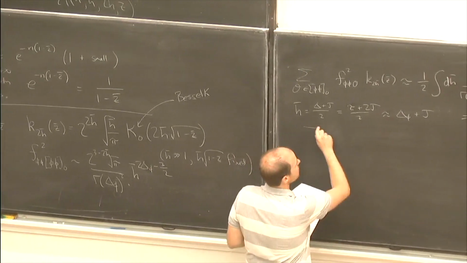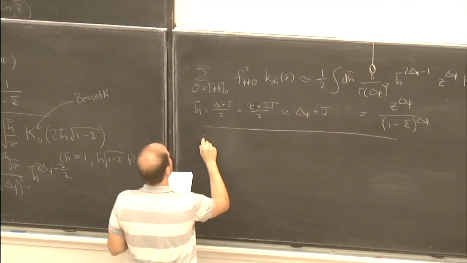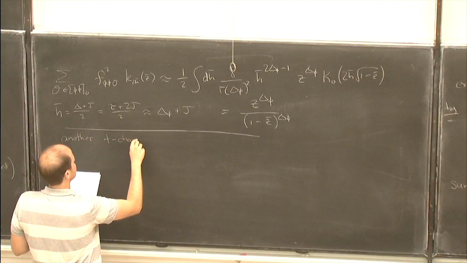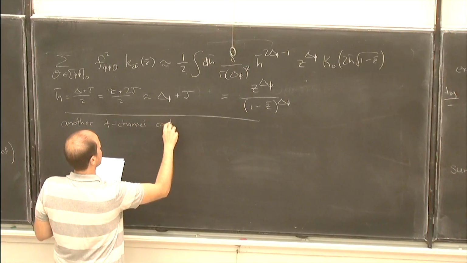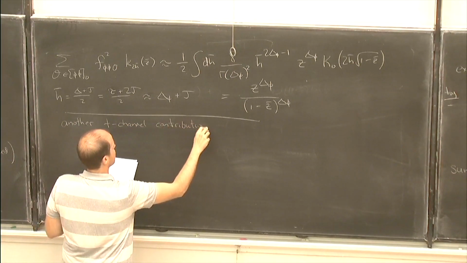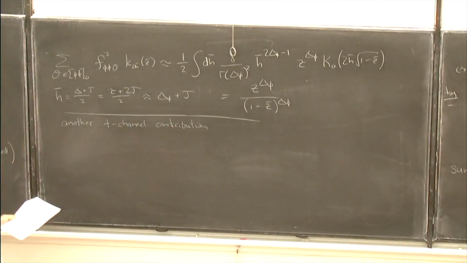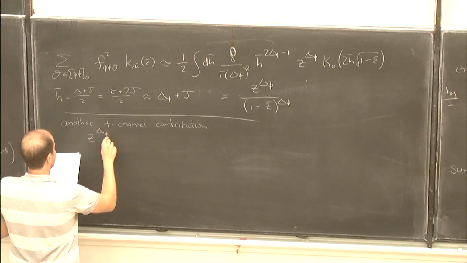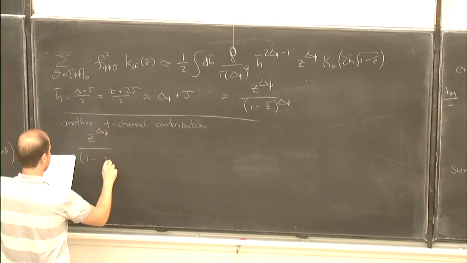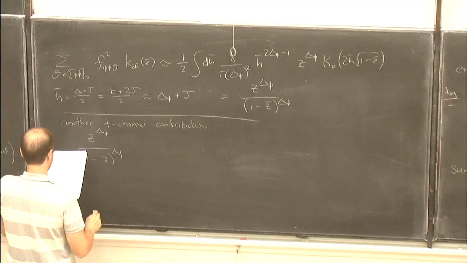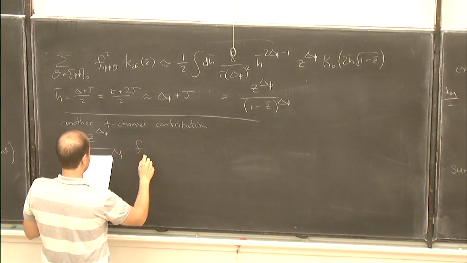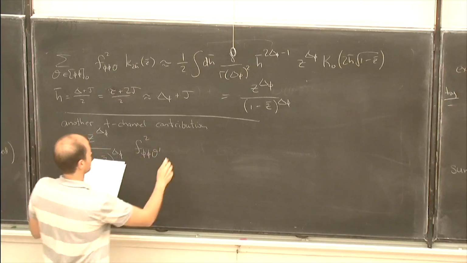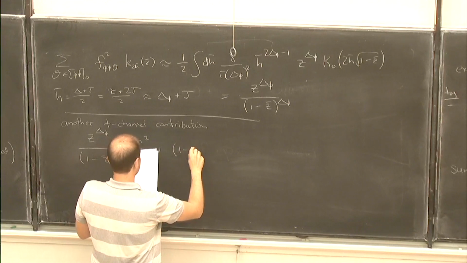So let's look at another T-channel contribution, coming from another block besides the unit operator. So the unit operator gave us this z over 1 minus z bar to the delta phi. And now we're going to look at a subleading contribution from another operator in the T-channel OPE. So it has some OPE coefficient and its associated conformal block.